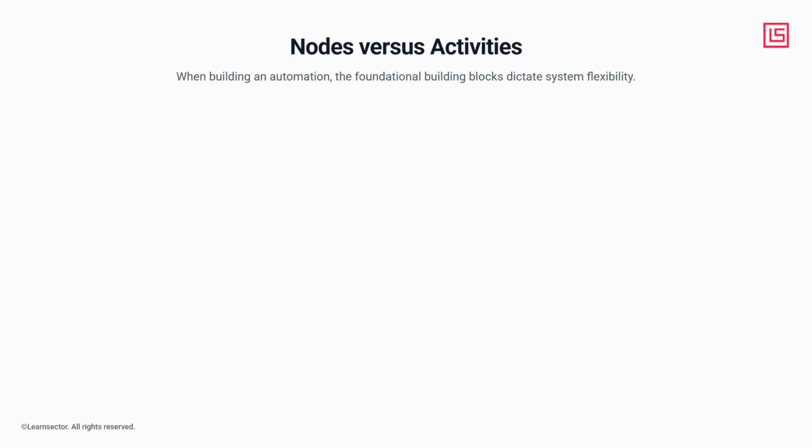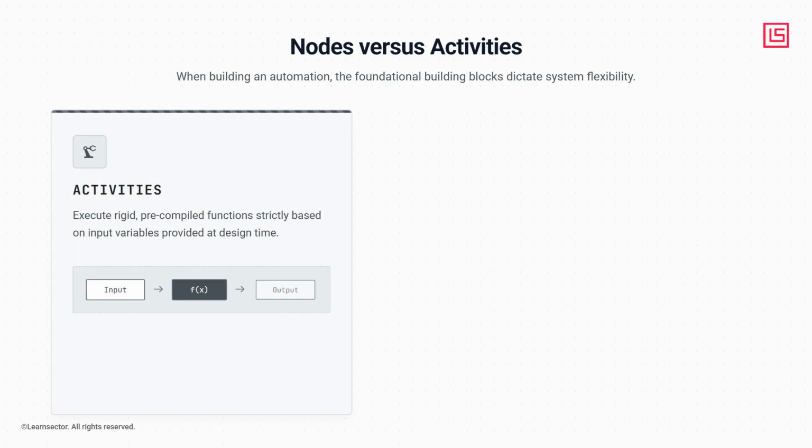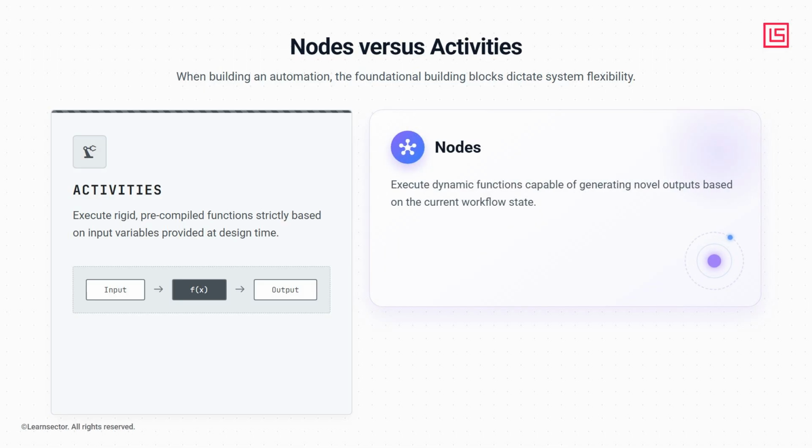When building an automation, your foundational building blocks dictate flexibility. In traditional platforms, you rely on activities, which execute rigid, pre-compiled functions strictly based on input variables provided at design time. If you drop a click activity onto your canvas, it does exactly that one thing. Nodes in LangGraph represent a leap in functional autonomy. While a node is still a unit of work, it executes dynamic functions capable of generating novel outputs based on the current state of the workflow.